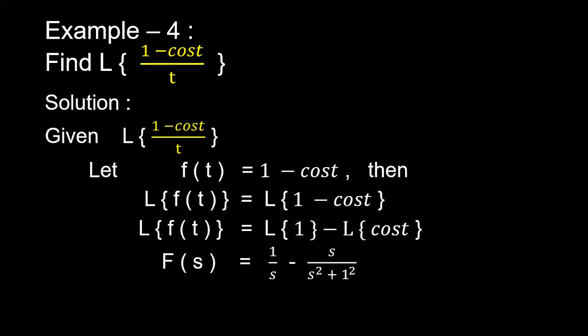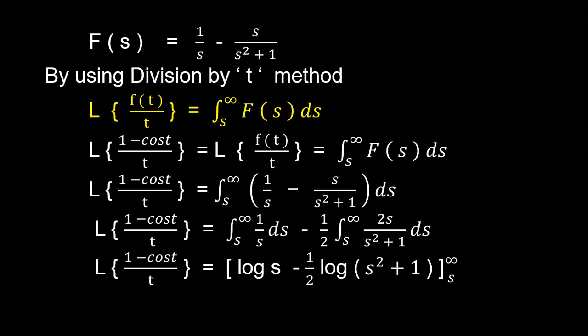After getting f of s, you have to apply the division by t method. Laplace transform of f of t by t is equal to the integration from s to infinity of f of s ds. What is f of s? 1 by s minus s by s square plus 1. So I have substituted that here.